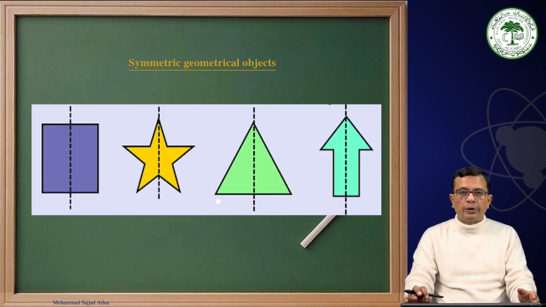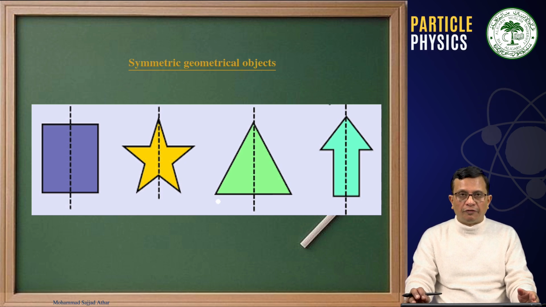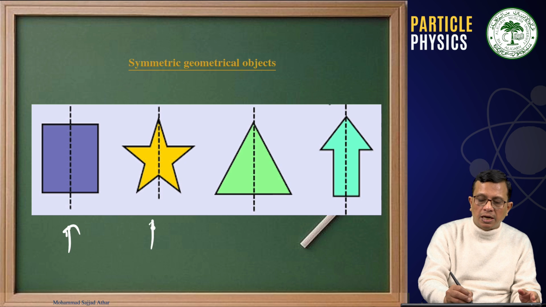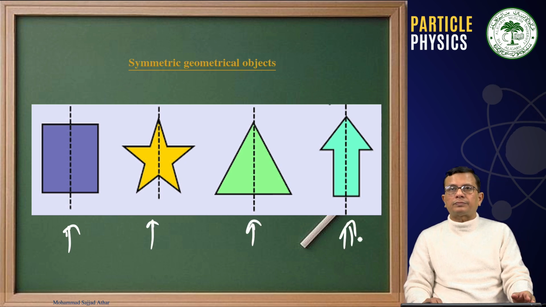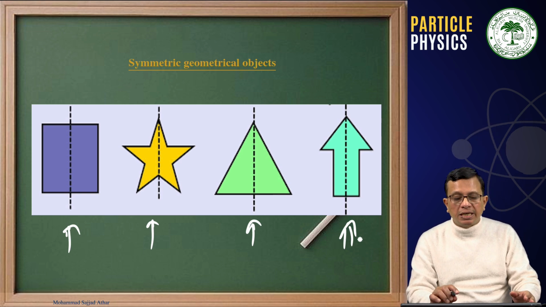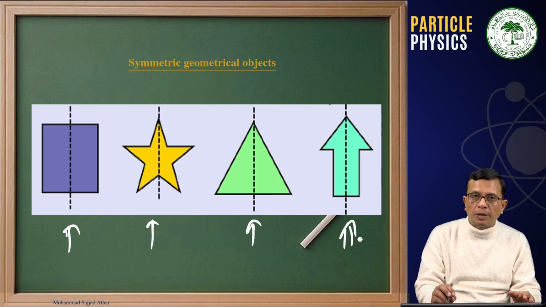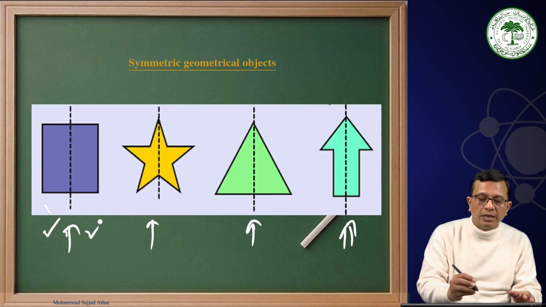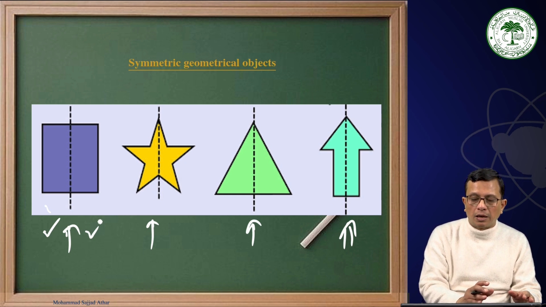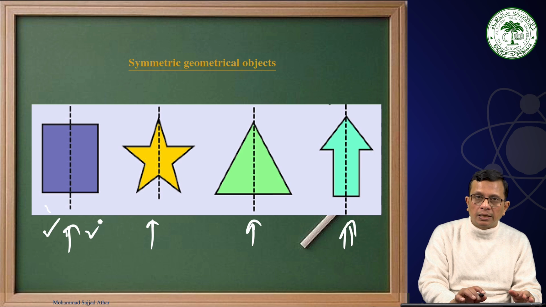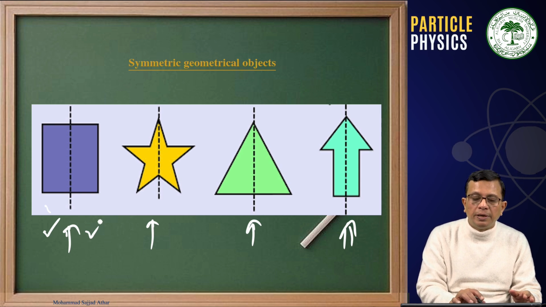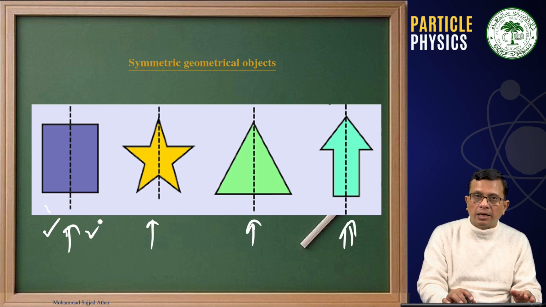Now I have taken these four basic pictures into account. The first one is of a square, the second one is a star, the third is an equilateral triangle, and the fourth is an arrow. What you see is that if I put a vertical line at the center, then at all the places, the left and the right figure are indistinguishable. But if I rotate this square by some angle other than 90, 180 and 270, then there will be no symmetry in it. Similarly, this star will be symmetric under rotation if I rotate it by 72 degrees. Other than that, it will be distinguishable.